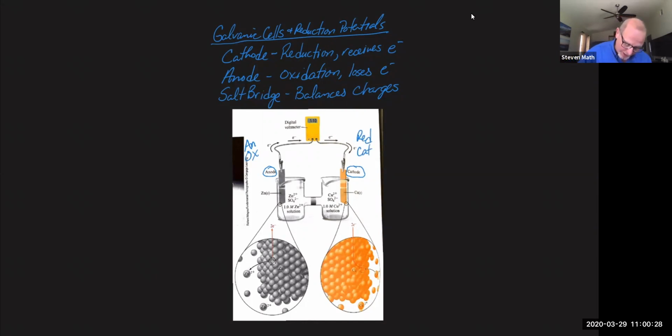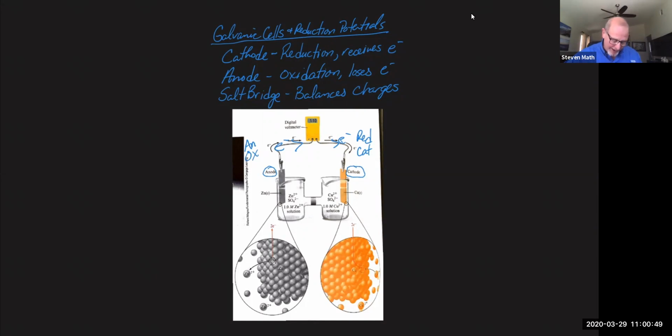If you draw the anode on the left and the cathode on the right all the time, that's convention, then the electrons are always traveling clockwise. The electrons will always travel from left to right. Now, for this to occur, let's talk about what happens.